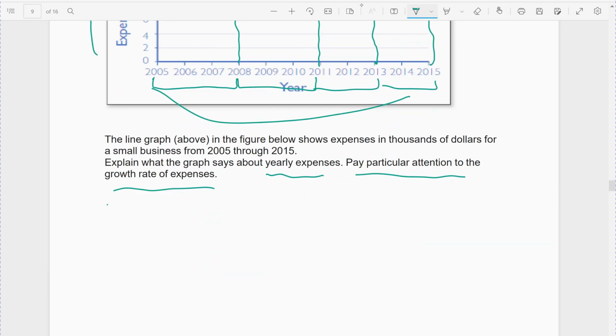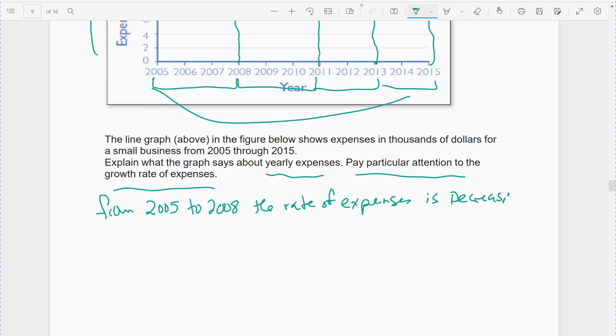All right, so from 2005 to 2008, the rate of expenses is decreasing. All right, it's negative, right? That would be a negative rate of change. All right, decreasing, moving down. So the expenses would have decreased over those years. Their negative rates of change, they would decrease.